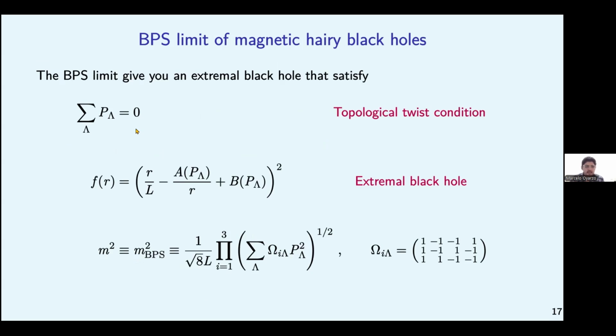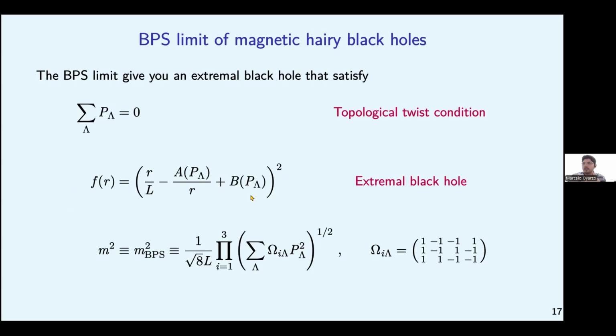And the parameter M is fixed in terms of this M BPS that I call, which is nothing but a function of the P lambda, the magnetic charges. And this omega is just a matrix with -1 and 1s around. And due to that, the metric function factorizes in a perfect square. So any black hole configuration that you find in the BPS limit are indeed extremal black holes. So this is good. It's a good configuration.